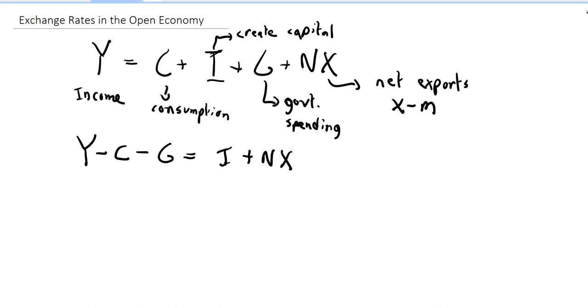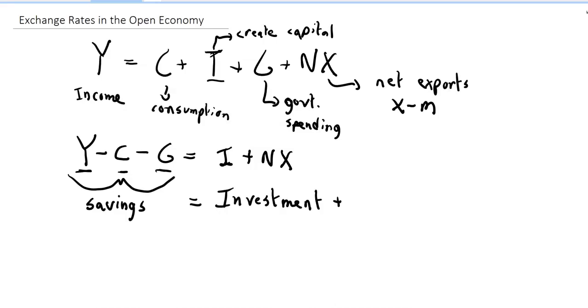So let's take an individual. If this is my income, this is the amount that I pay to the government as taxes, and this is my consumption, then whatever I'm left over with, if I have some money left over, will be my savings. Now savings is equal to investment plus net exports. So in our case, whatever we save, part of it goes to investment, part of it may go to net exports.